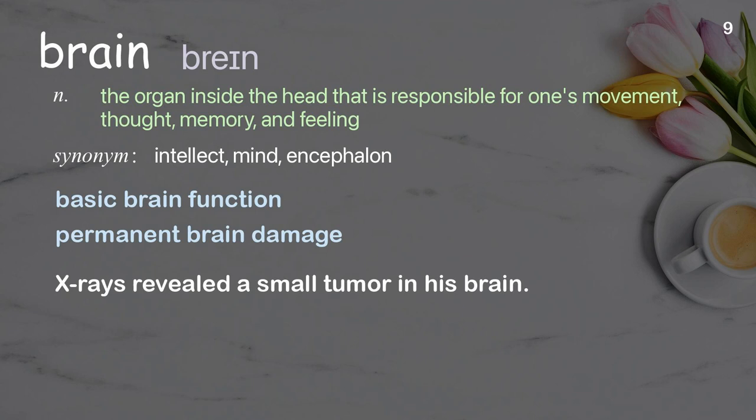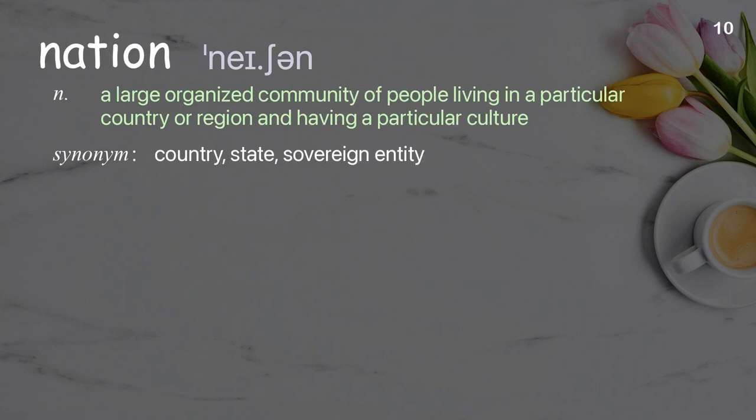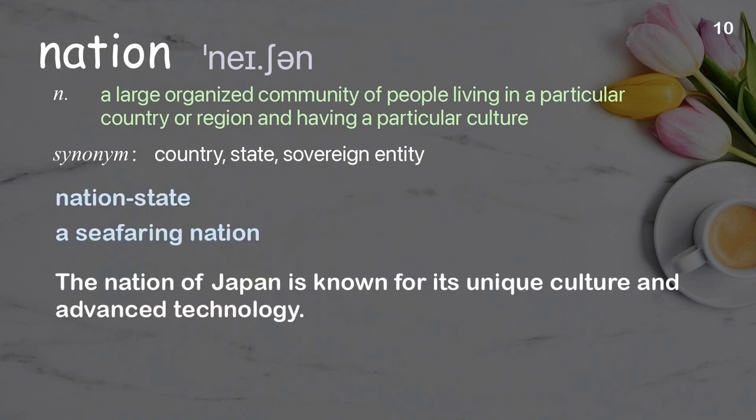Nation. A large organized community of people living in a particular country or region and having a particular culture. Examples: nation-state, a seafaring nation. The nation of Japan is known for its unique culture and advanced technology.